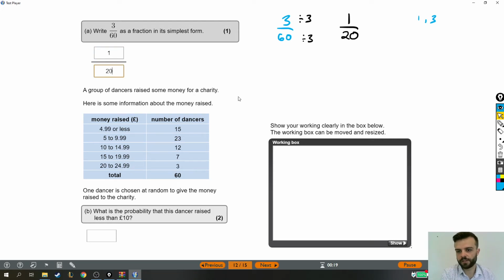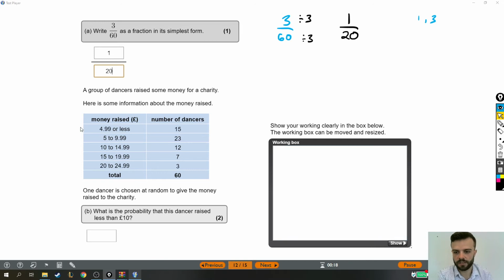Good, now the next part. A group of dancers raised some money for charity. Here is some information about the money raised. You've got 15 dancers who raised £4.99 or less, all the way up to 3 dancers who raised between £20 and £24.99. One dancer is chosen at random to give the money raised to charity. What is the probability that this dancer raised less than £10?